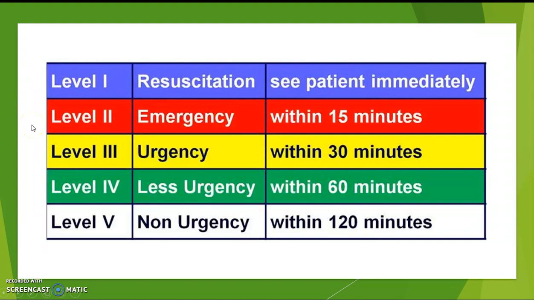Now next up is your level 2. That's emergency level. They are to be seen within 15 minutes. They are color-coded red. Level 3 is yellow. It is urgency. They are ideally to be seen within 30 minutes of coming in through the door. Level 4 is less urgency. They are within 60 minutes. And then your last level, level 5, is white, non-urgency, to be seen within 120 minutes, 2 hours.